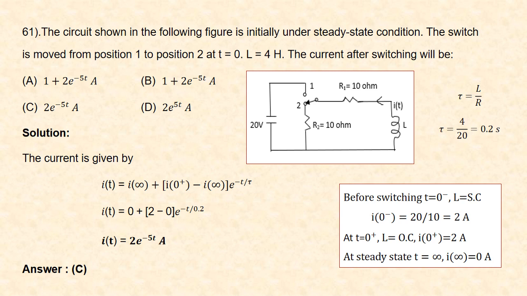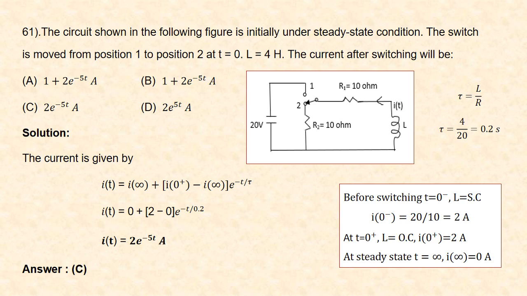Now before switching, that is at t equals 0 minus, the inductor will be in short circuit position, because under steady state, inductor is short circuited, and under transient condition it is open circuited. So before switching, the current through the circuit is I of 0 minus equals 20 by 10, which is equal to 2 amps. Here the resistor R2 is not included before switching.